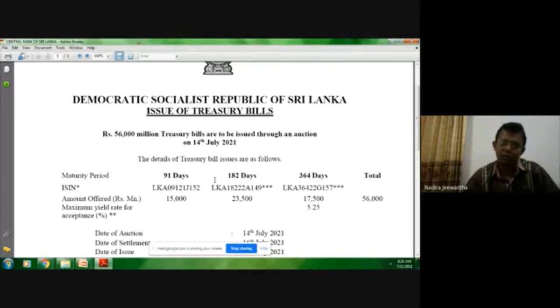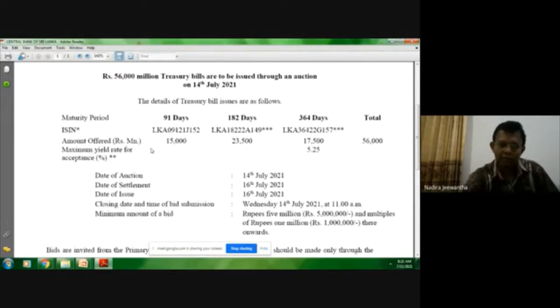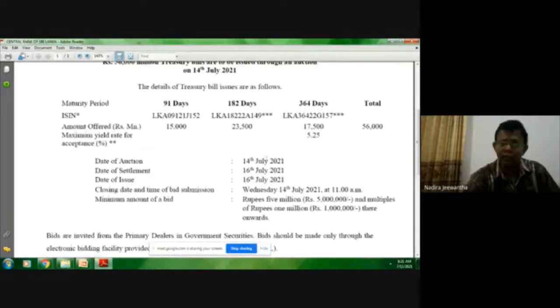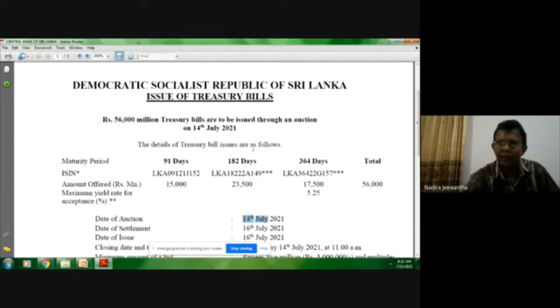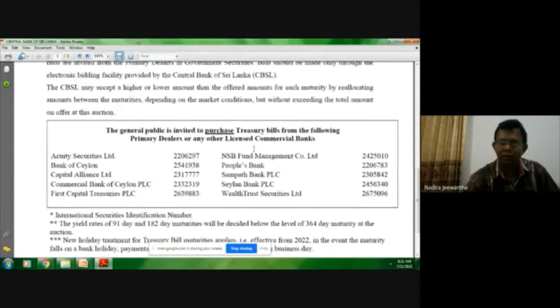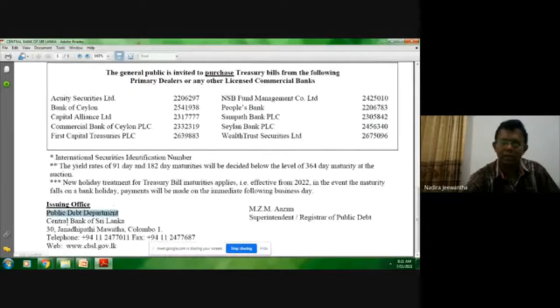So the important thing is that the risk-free rate of these treasury bonds is important for you to price your deposit and attract people into the treasury bond market. So this is the typical treasury bill advertisement which is published in the papers. This is the latest instrument. Now see, date of auction, 14 July, next week, the latest. This is how the government of Sri Lanka takes money from the public through treasury bills. Who issues? Remember, the public debt department of the Central Bank of Sri Lanka.